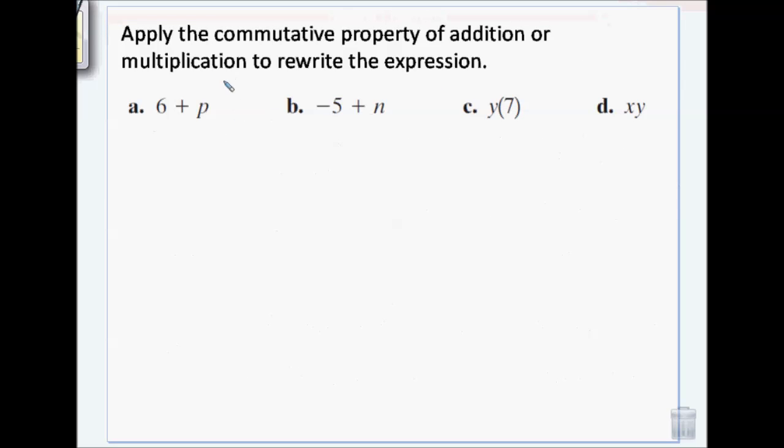We can rewrite this. How about adding them first? Hard, commutative. We're going to change the order. That's all you have to do. You could also write this as n minus 5 if you wanted at that point, because plus and negative is the same thing as minus.